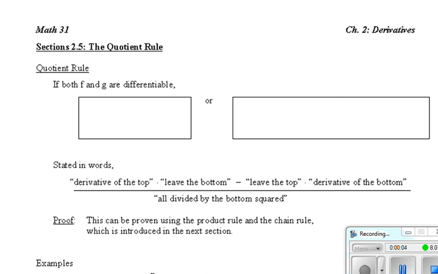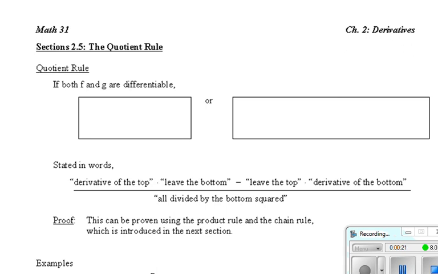Okay, today is Tuesday, March 12th, and today we're looking at the quotient rule. So please turn to the quotient rule in your book. That's on page 16 of your orange book.